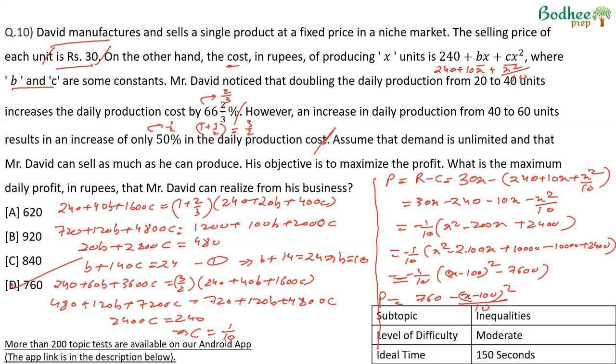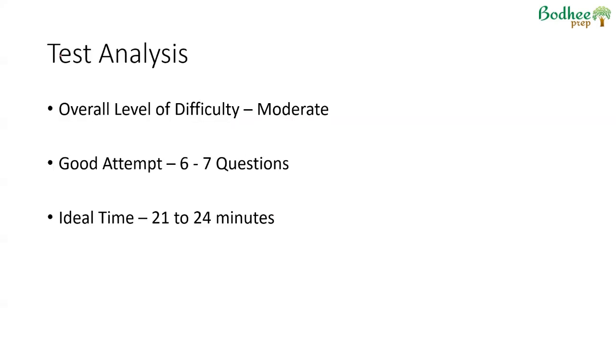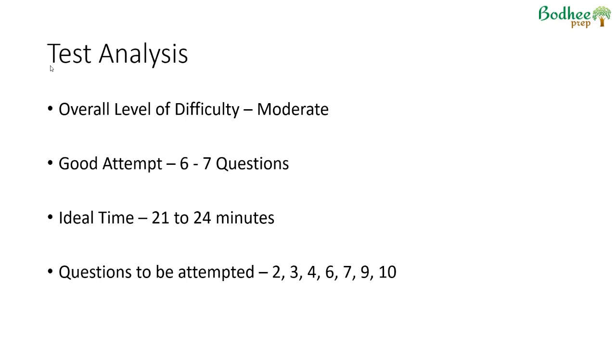Again, in terms of level of difficulty, it is a moderate level of difficulty question. The attempt time, because of the solutions, might go up to 2.5 to 3 minutes. Right? If you look at the overall test, we are looking for about 6 to 7 questions in 24 minutes. For me, these question numbers would be 2, 3, 4, 6, 7, 9, 10. Which are these?